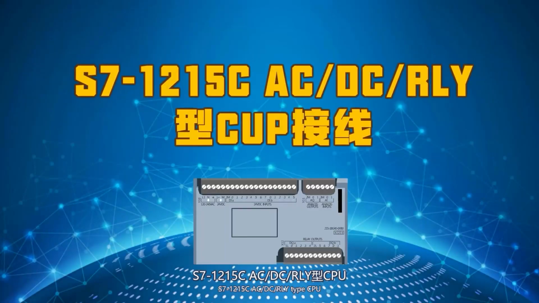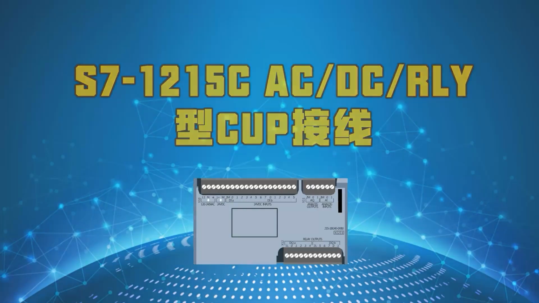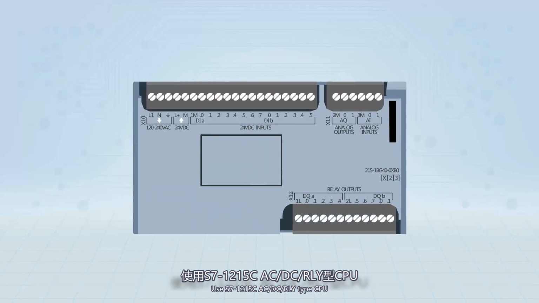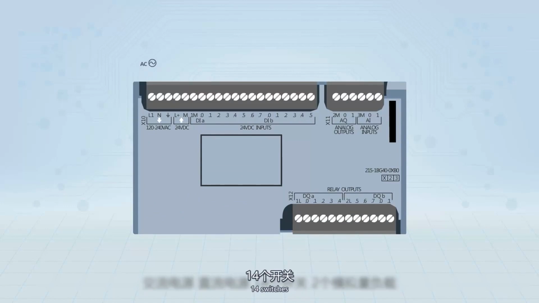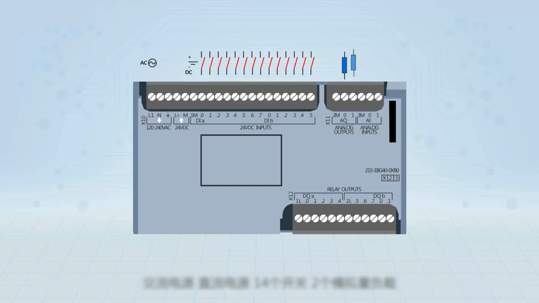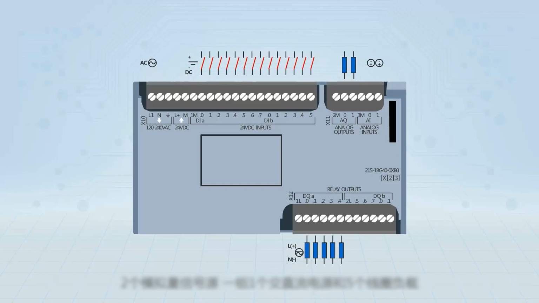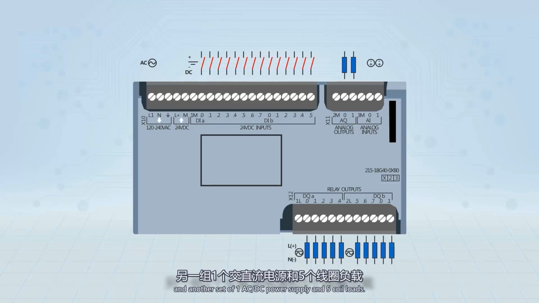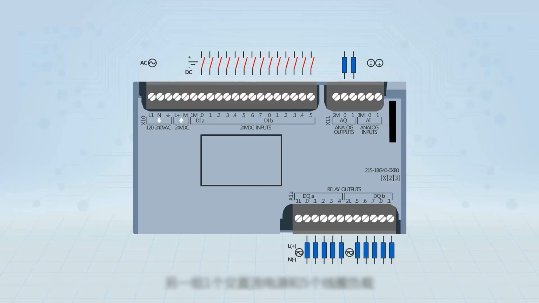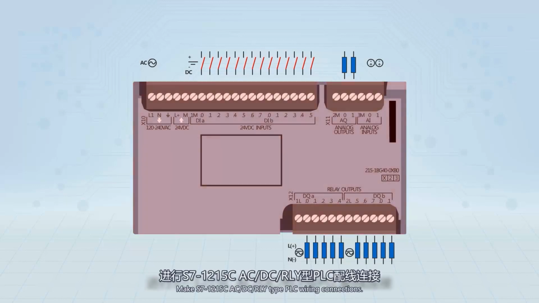S7-1215C AC-DC/RLY type CPU wiring. Use S7-1215C AC-DC/RLY type CPU, AC power supply, DC power supply, 14 switches, 2 analog loads, 2 analog signal sources, 1 set of 1 AC-DC power supply and 5 coil loads, and another set of 1 AC-DC power supply and 5 coil loads. Make S7-1215C AC-DC/RLY type PLC wiring connections.